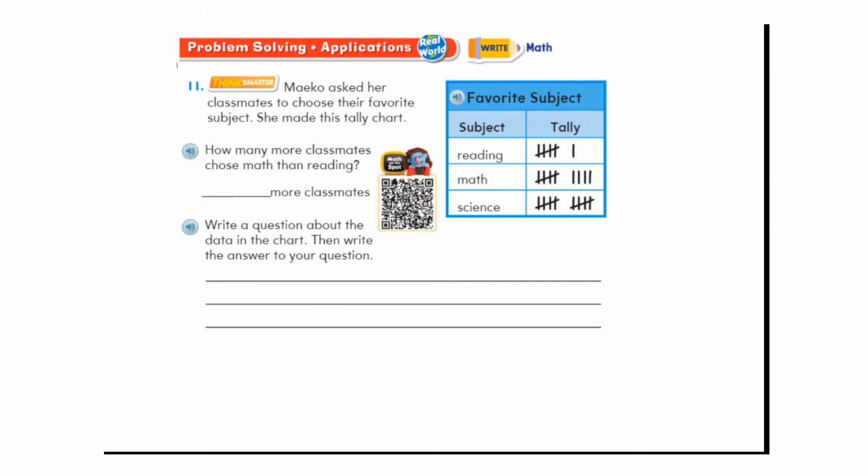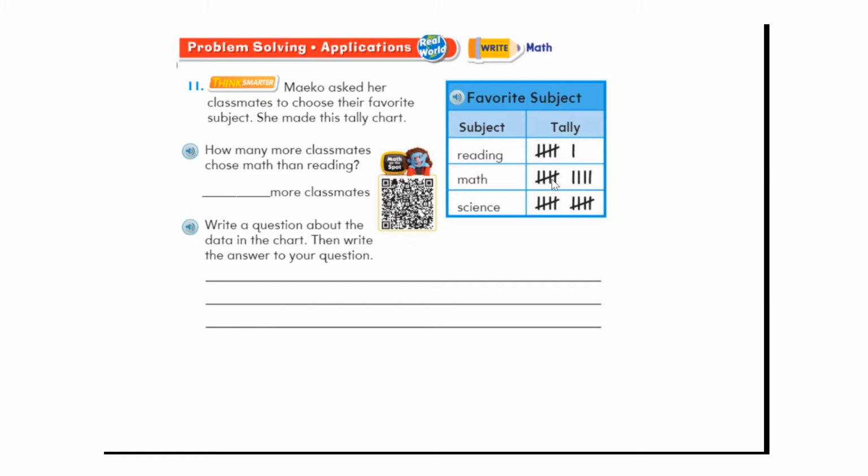It says Meiko asked her classmates to choose their favorite subject, and she made this tally chart, and she titled it Favorite Subject. She listed the subject titles, reading, math, and science, and then she did her tally marks over here. How many more classmates chose math than reading?